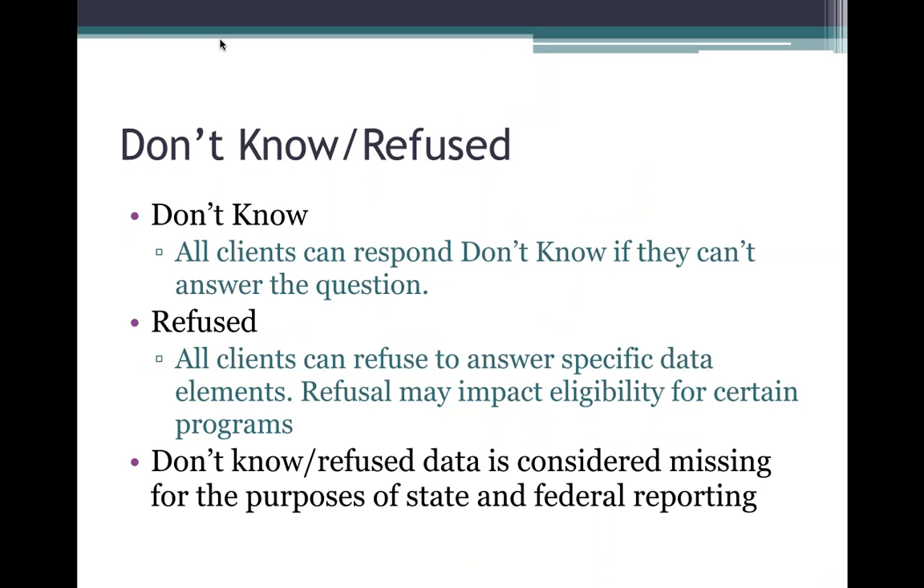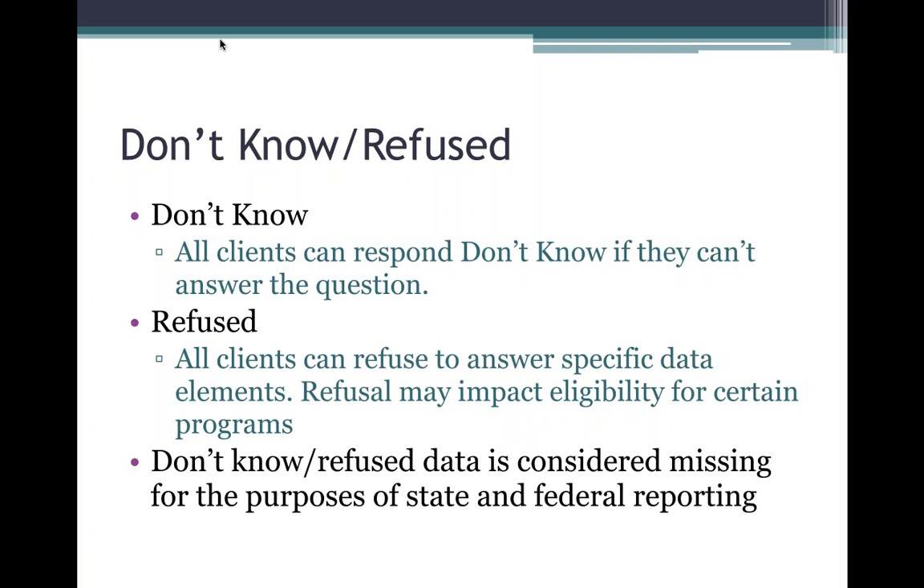So within the assessment, let's talk a little bit about don't know and refused. Once you're entering a client's information, whether it's fully entered, a locked record, or being entered anonymously, within the assessments, most fields have an option to put client doesn't know or client refused. So if the client doesn't know the answer to a question, they may say that, and you can record that data. That means the client doesn't know, not you don't know because you didn't ask them. And refused. So the client has the option to refuse to answer specific data elements.